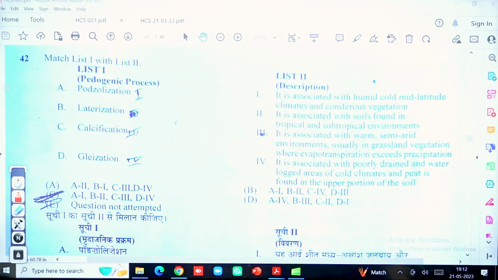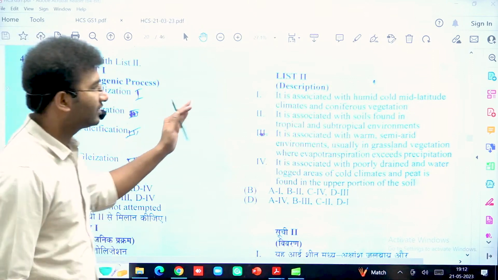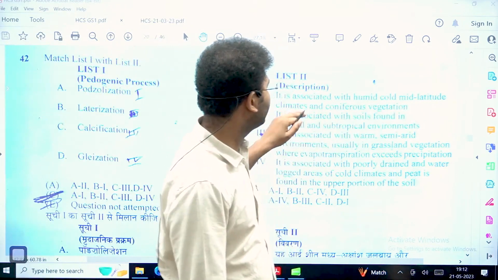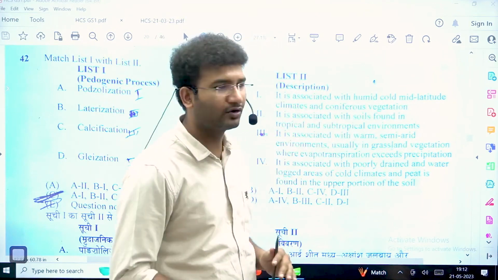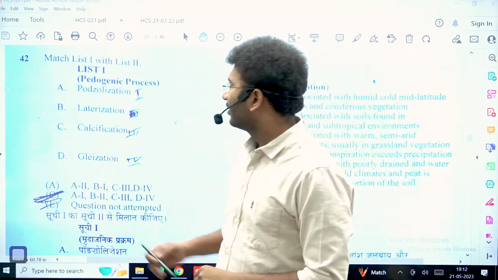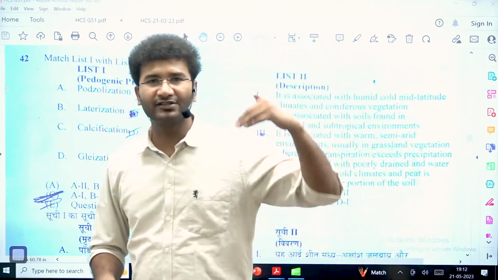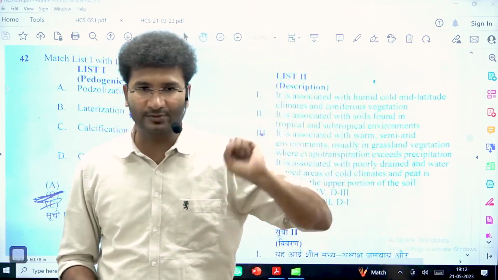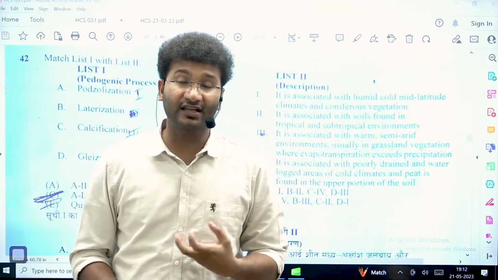Let's go to question number 42. It is a question from geography which talks about soils. In this soils question, the first one is podzolization. What do you mean by podzolization? Podzolization is associated with humid, cold, mild mid-latitude climates and coniferous vegetation. Podzolization is a mechanism which happens usually in the mid-latitudes. There is a process called chelation.